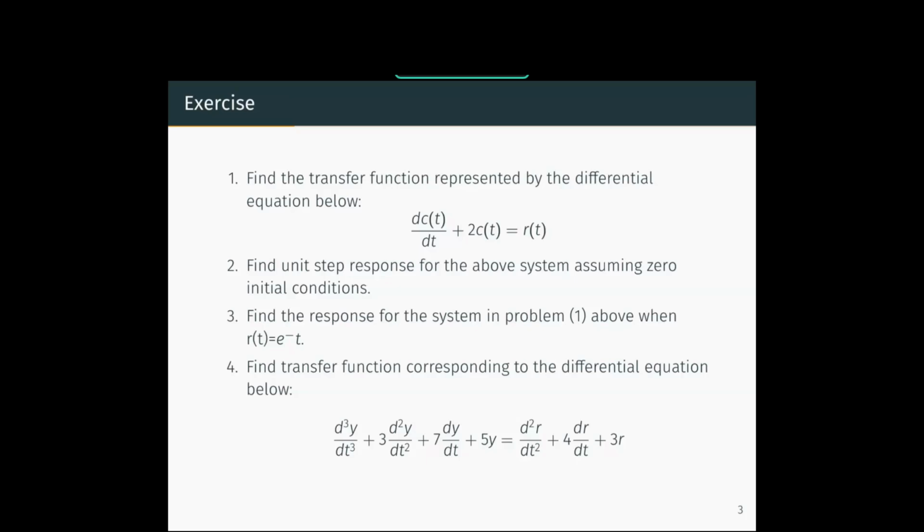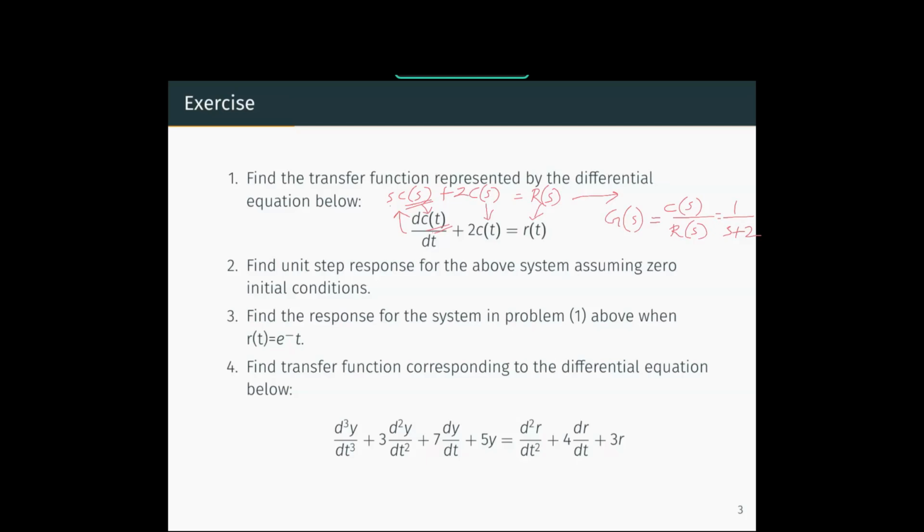Find the Laplace transform represented by the differential equation shown below: dc(t)/dt plus 2c(t) equal to r(t). Taking Laplace transform on both sides, assuming zero initial conditions, we get dc(t)/dt, where c(t) is the output, equals s into C(s), where C(s) is the Laplace transform corresponding to c(t), plus 2C(s), equal to R(s).